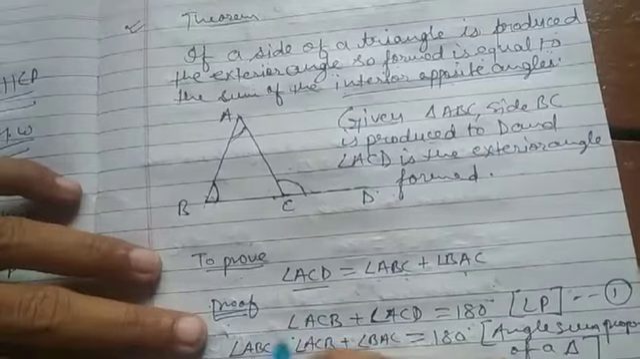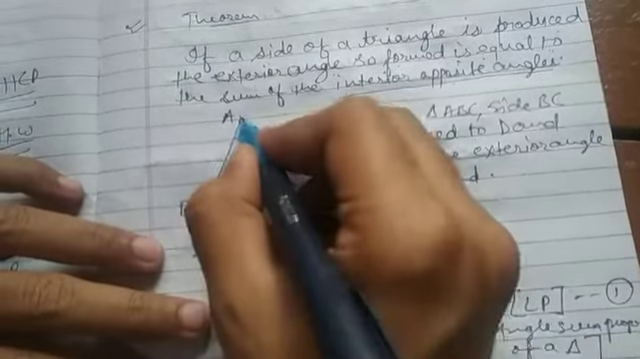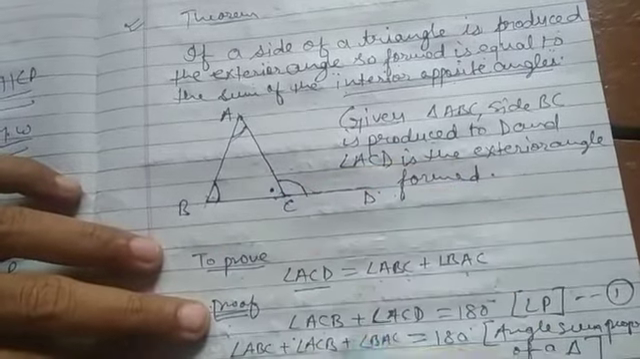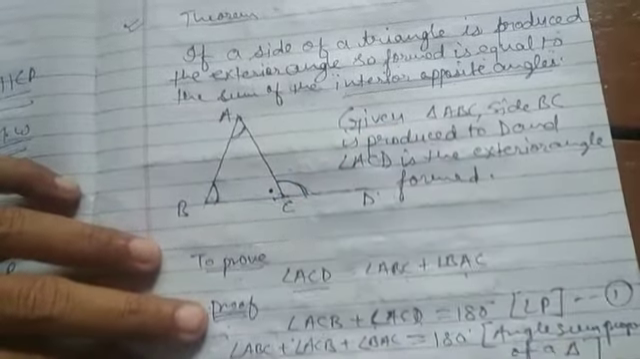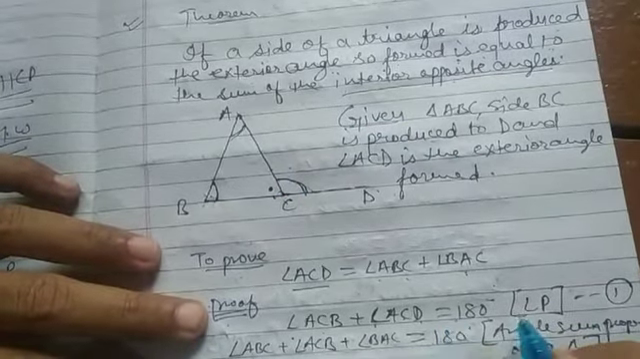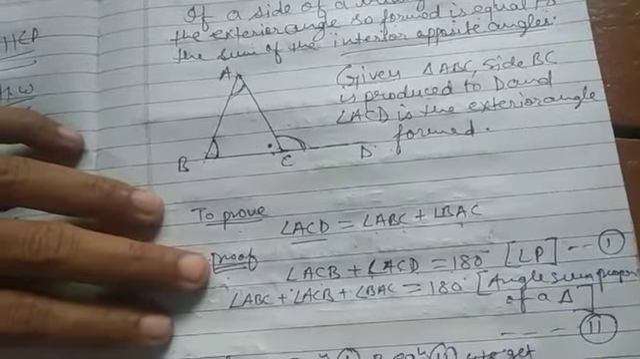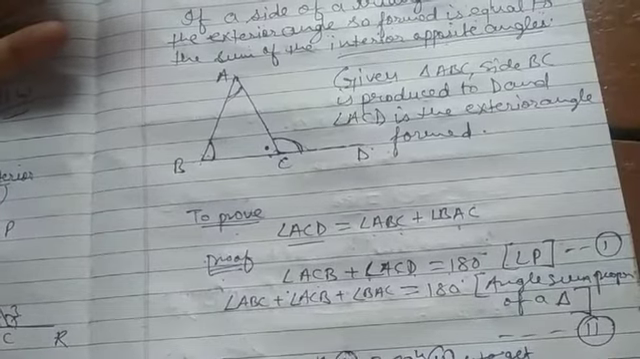For proving this, what we need: angle ACB plus angle ACD. ACB means this angle, plus ACD, this angle, is equal to 180 degrees. Why? Due to linear pair. You are all familiar with linear pair. In my previous video, I have already discussed this linear pair.